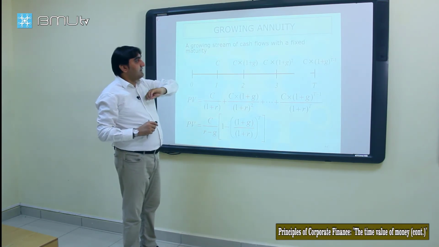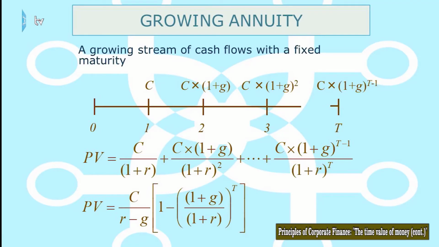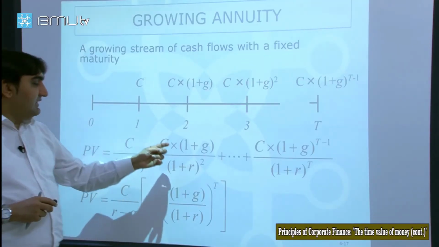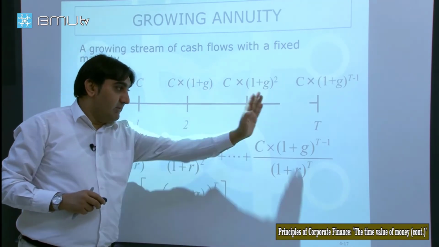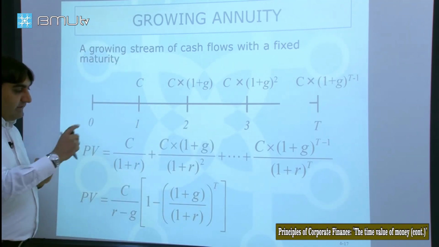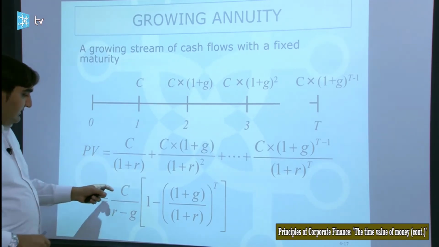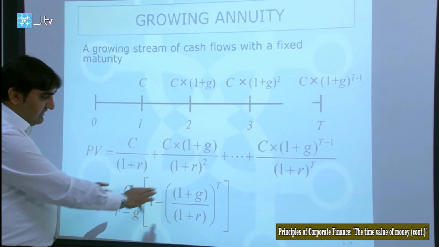A growing stream of cash flows with a fixed maturity. So these cash flows, annuities, may grow from year to year. For example, in year 1, it's this amount, and in coming years, it may grow at rate G. So again, the principle is the same. All we do is find the present value of this cash flow, C divided by 1 plus rate, C times 1 plus G divided by 1 plus rate squared, and so on. If we rearrange this, applying some mathematics, we get C divided by R minus G, and get this formula.